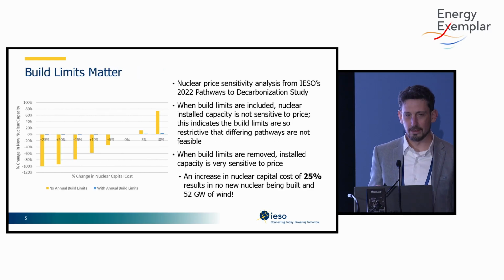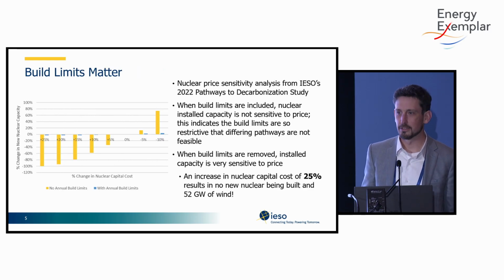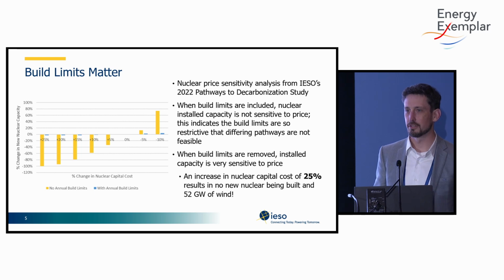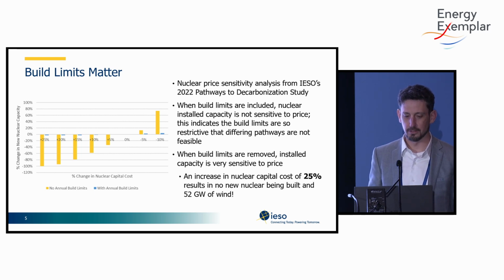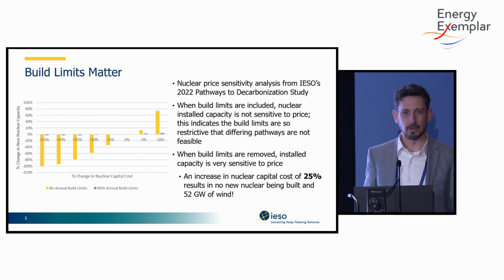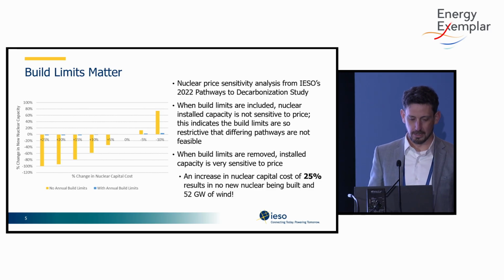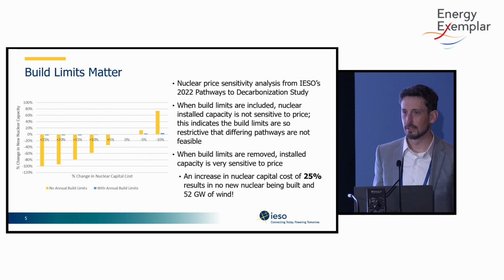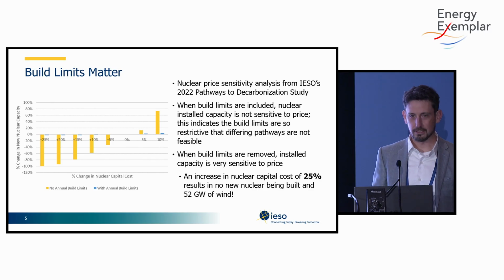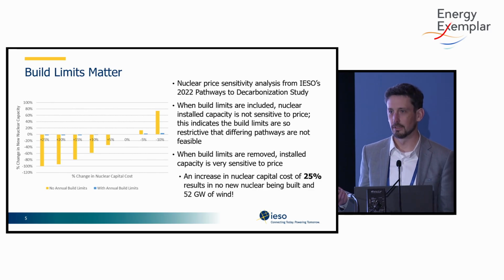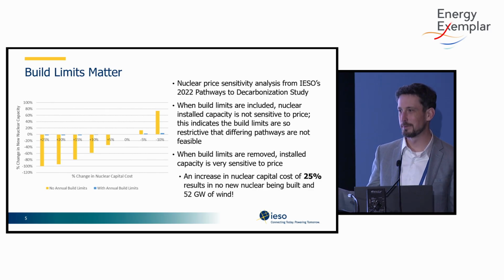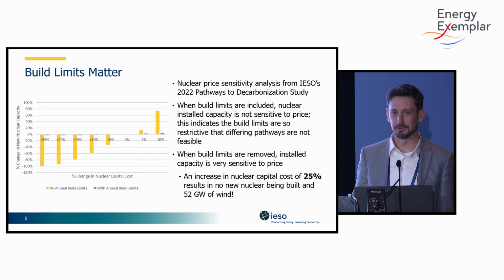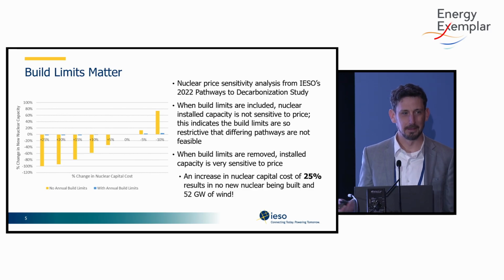In terms of why they matter, and this is just a very minor sensitivity I did off our first capacity expansion results, which was a net zero pathway from 2022. When you use those pretty constrained build limits that I described, and that's the blue bars, basically, there's no price sensitivity to nuclear, right? It has nothing else to build, so it is going to build nuclear because it needs to build something, right?